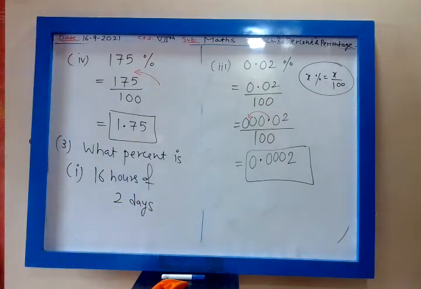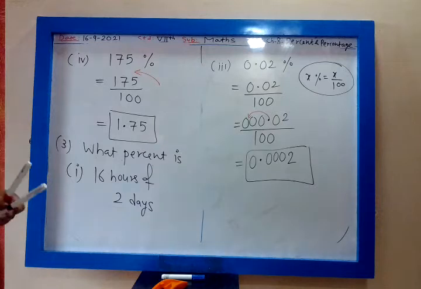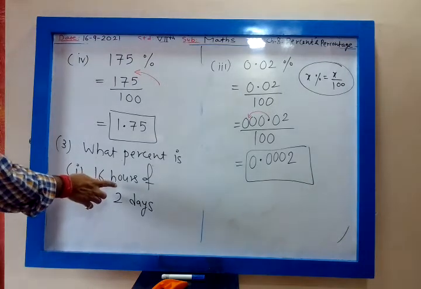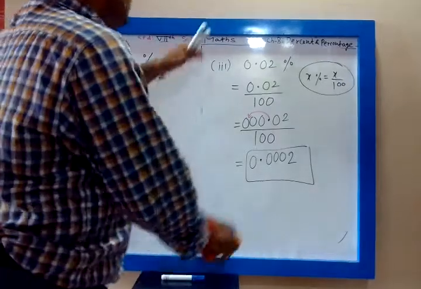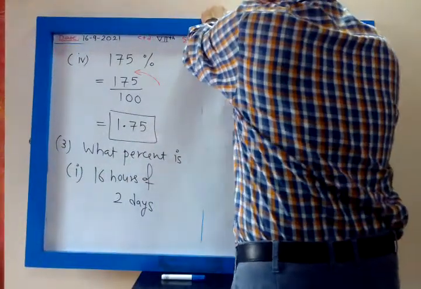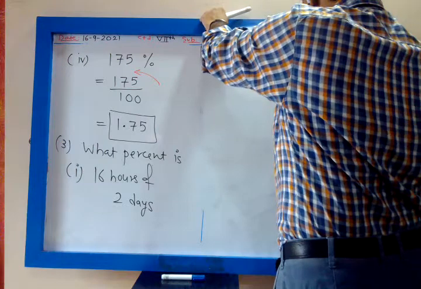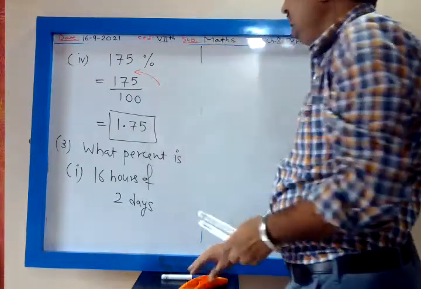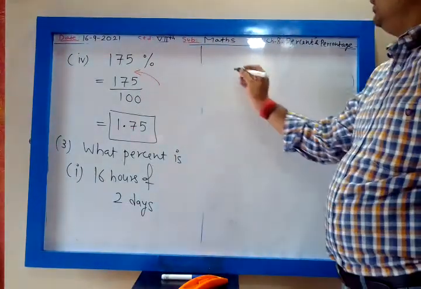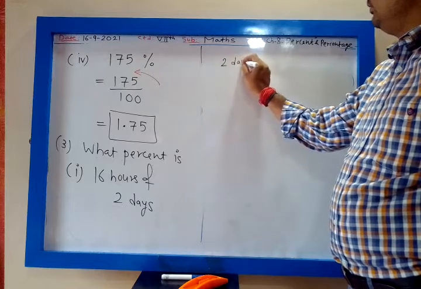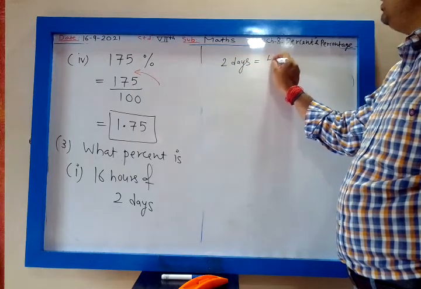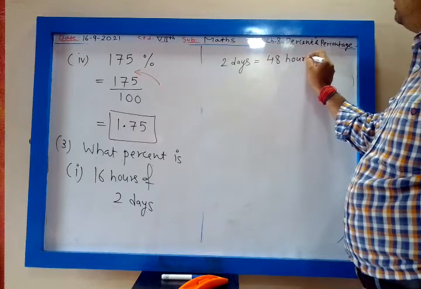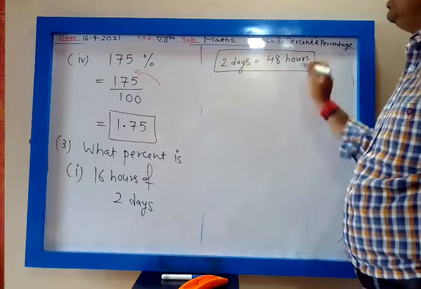My dear, in this type of problem, whenever you take percentage, they should be of the same quantity. Whenever we take ratio, they should be of the same quantity. This is hours, this is days. So you have to convert days into hours. So 2 days is equal to 48 hours.